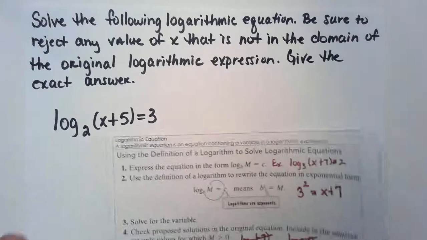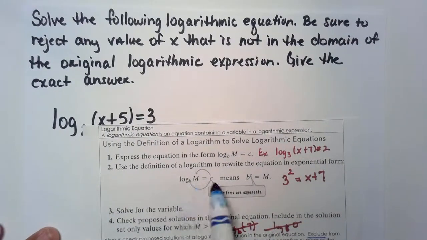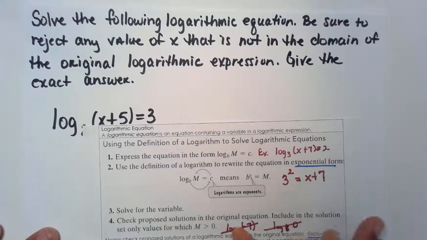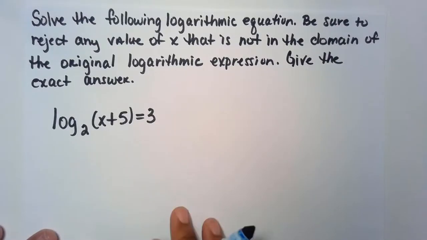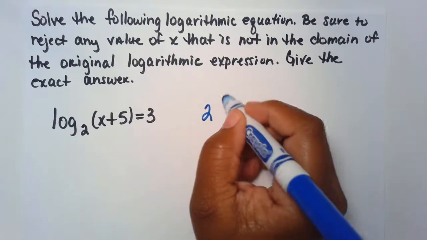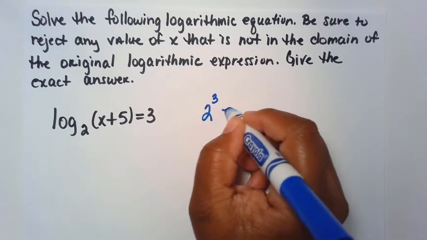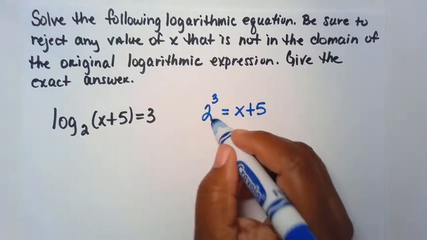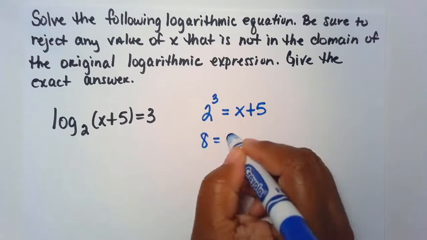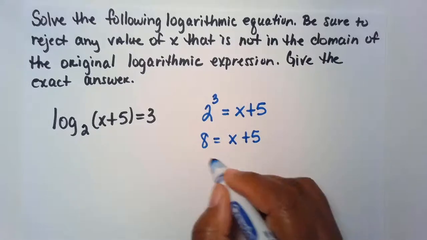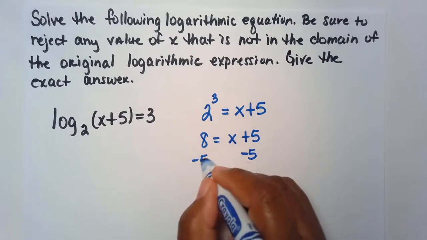Okay, so we go back to our definition, where we have the log by itself on one side, and then we're going to convert this into exponential form. So our base is what here? 2. Our power would be 3, and it's equal to x plus 5. And let's solve. 2 cubed, we have 8 is equal to x plus 5. And when we solve for x, we're going to subtract 5 from both sides.